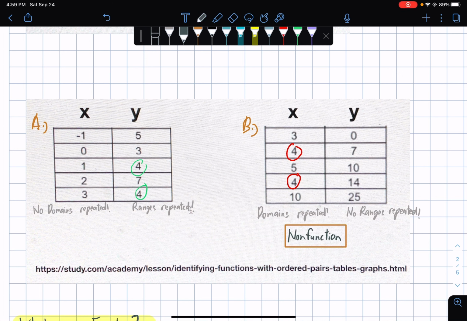For letter B, since the domain is repeated, it's obviously a non-function. And here, for letter A, no elements in the domain, or set A, in other words, the X values, none of them repeat. So they're not the same numbers. While in set B, or the range, you can see that there are two numbers that are the same. So it's still fine as a function.